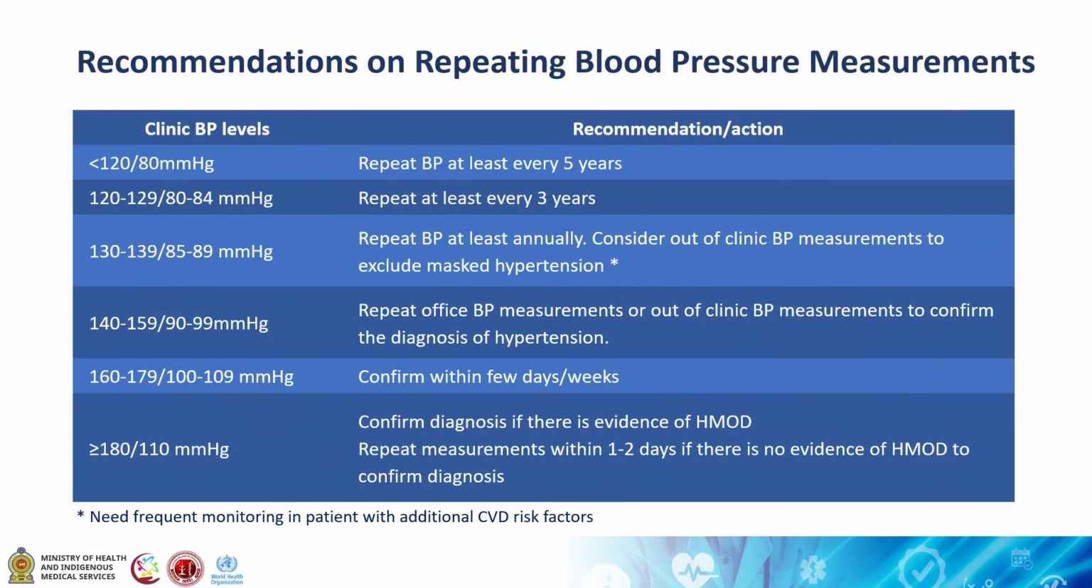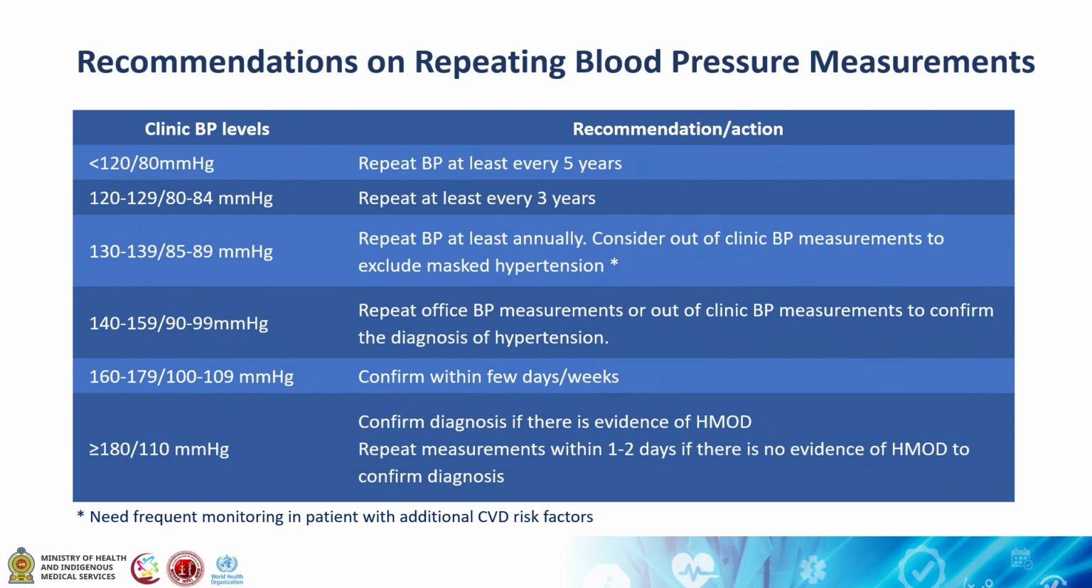Recommendations on repeating blood pressure measurements. If the blood pressure is less than 120 by 80 millimeters mercury, blood pressures must be repeated at least every 5 years. 120 to 129 by 80 to 84 millimeters mercury, repeat at least every 3 years. 130 to 139 by 85 to 89 millimeters mercury, repeat blood pressure at least annually.